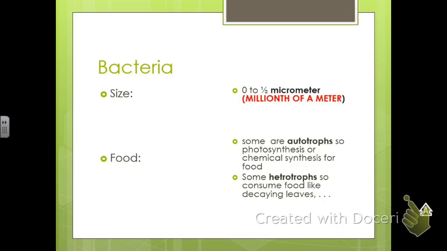Some bacteria are autotrophic, so they can carry out photosynthesis using sunlight to make their own food, or remember there are bacteria in the deepest parts of the ocean that carry out chemical synthesis where they are able to take their nutrients from the hydrothermal vents and produce food. They're the bottom of the food chain. We also have bacteria that are heterotrophic in that they have to consume food, and those are our decomposer bacteria.